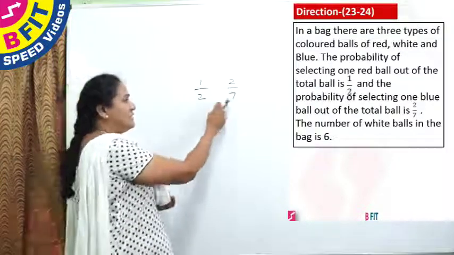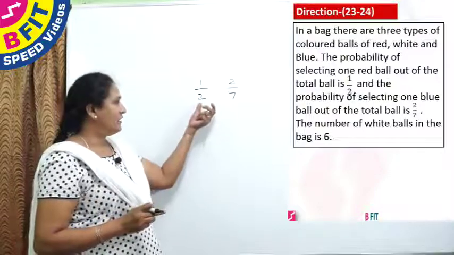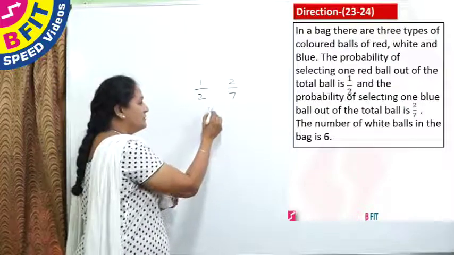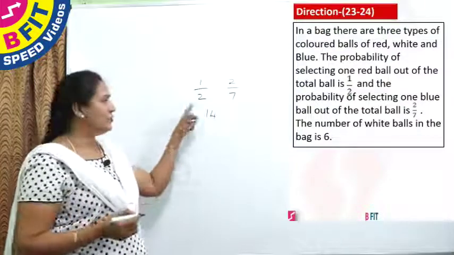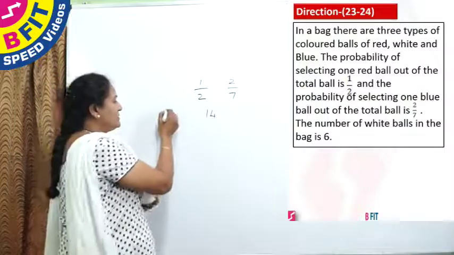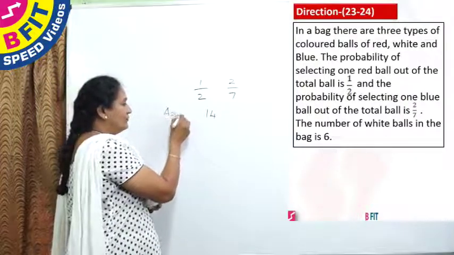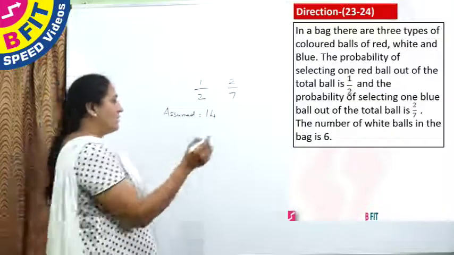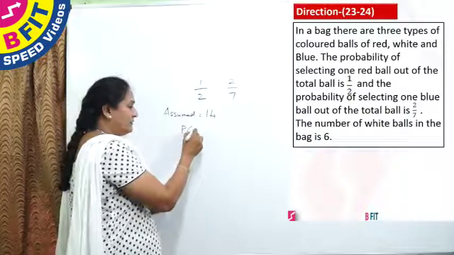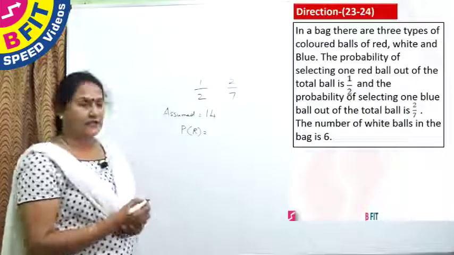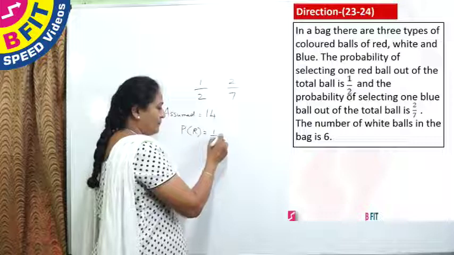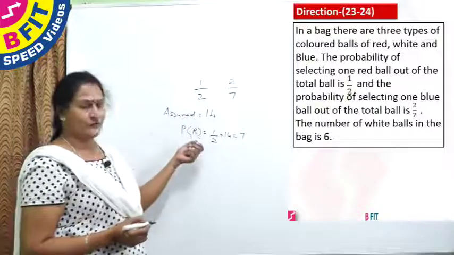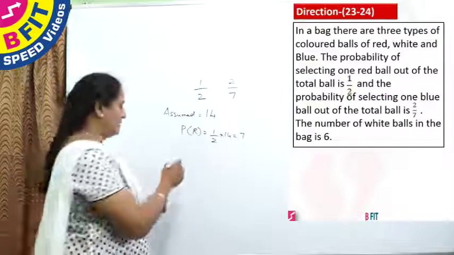For that, find the LCM of the denominators. Here we have two numbers with no common factor, so the product of these numbers will be the LCM. For 2 and 7, the LCM is 14. This is the assumed value. So I have assumed that there are 14 balls in the bag. Now according to the question, what is the probability to get a red ball? It is half, and half of 14 is 7, which implies that out of 14, 7 red balls are there.